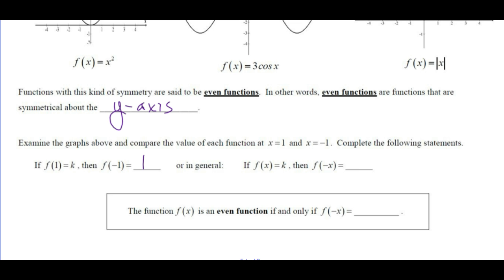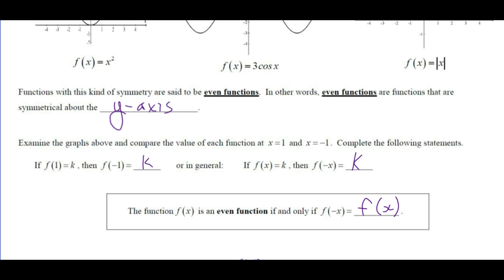So if f of 1 equals k, then f of -1 is k. In general, if f of x is some value k, then f of -x is that same value k. The function f of x is an even function if and only if, that's the bicondition, right? So it works both ways. You can read it one way, or you can read it the other way around. Only if f of -x is equal to f of x.